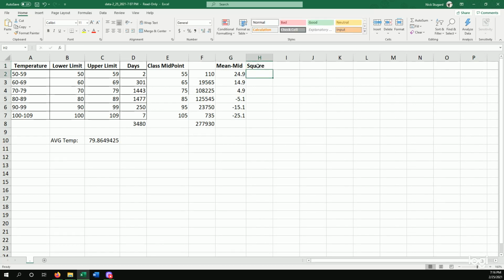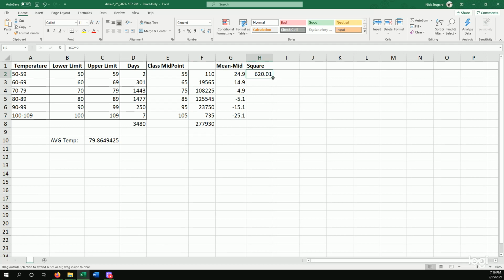So that they become positive. Again, this is an equation. So equals, I'm going to click the one I want to square. And now to square something in Microsoft Excel, we use this little caret, which is Shift 6 on your keyboard. That is our "to the" and we're doing that to the second power. So enter, and it squared that.